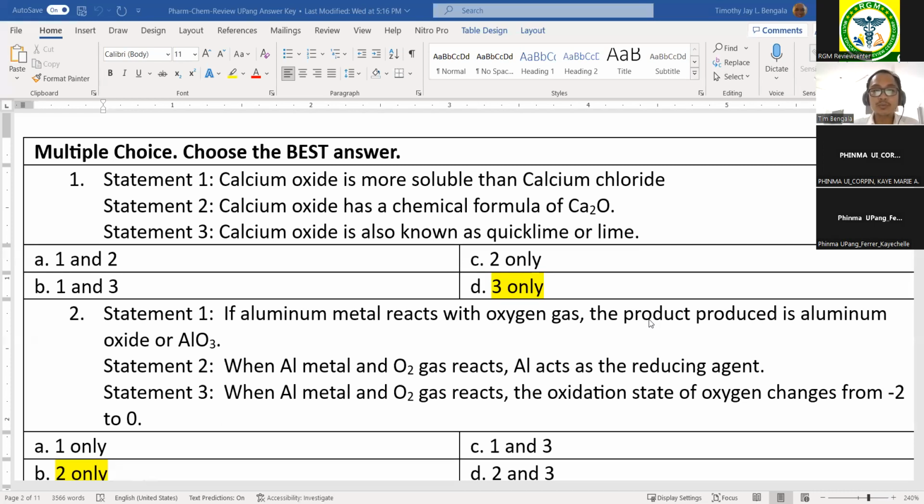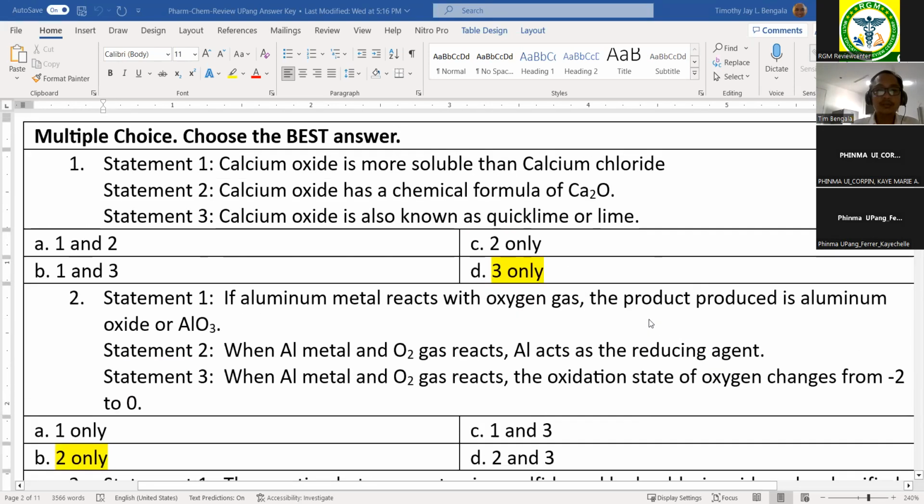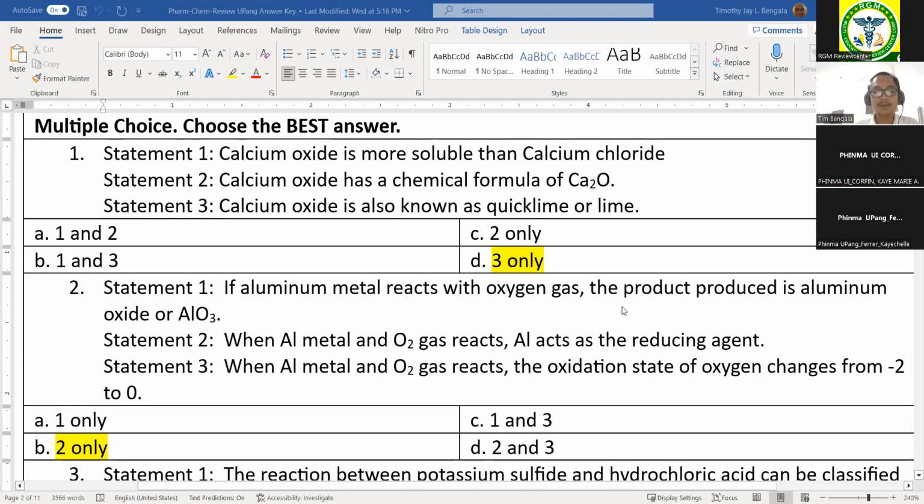For statement number 2, hopefully you were able to check right away that this is incorrect. Calcium is +2 because it is in group 2A, and oxygen is -2 because it is in group 6A. So the correct formula for calcium oxide would be CaO. Statement number 3: the synonym for calcium oxide is lime or quicklime.